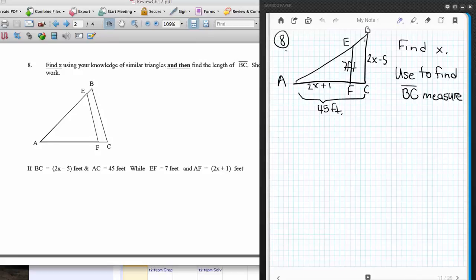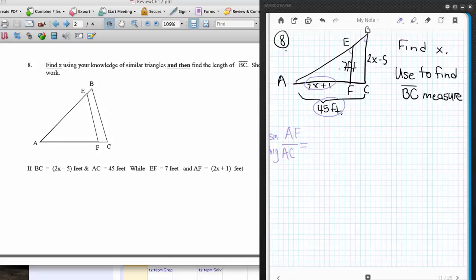So this angle here and this angle here, because of parallel lines cut by a transversal, those are corresponding angles and therefore equal. So this side here is proportional to this side here. So we have AF is proportional to AC, and I'm setting up the small triangle to be proportional to the big triangle, and I like to note all these things.